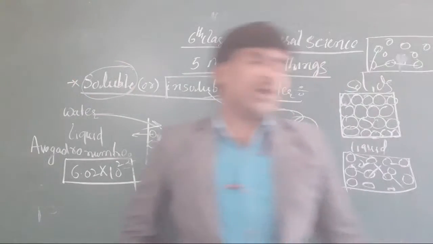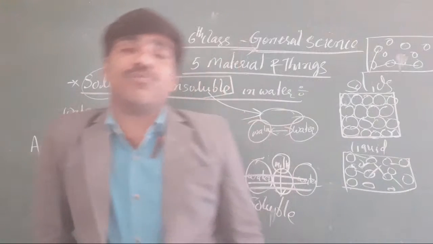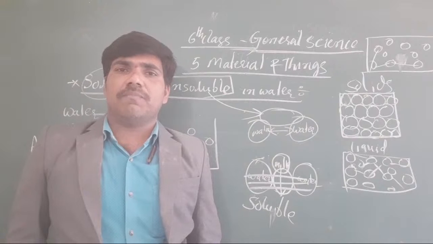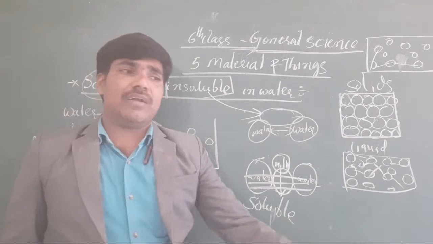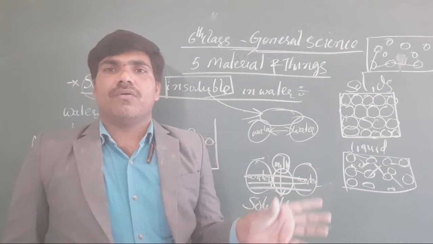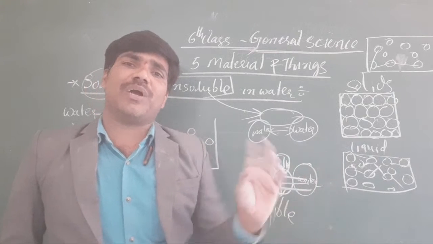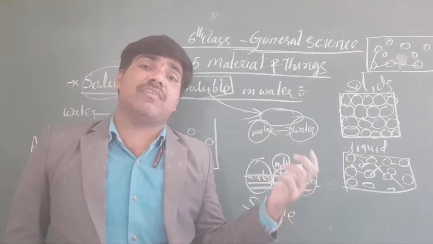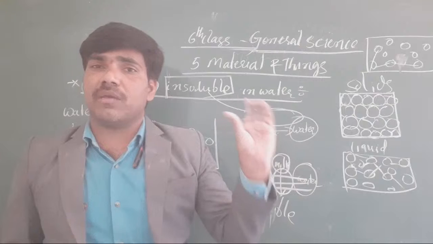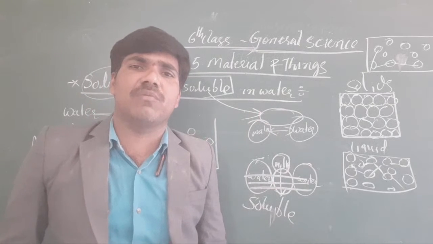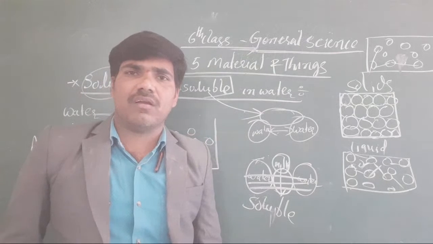In our textbook also they have given a lot of information about soluble and insoluble. When something mixes with water, it is called soluble. When it is not mixed with the water, it is called insoluble. You know very well what is soluble and what is insoluble. Suppose you take a big tomato, is it soluble in water? No, it is not soluble in water. Clear or not, all of you?